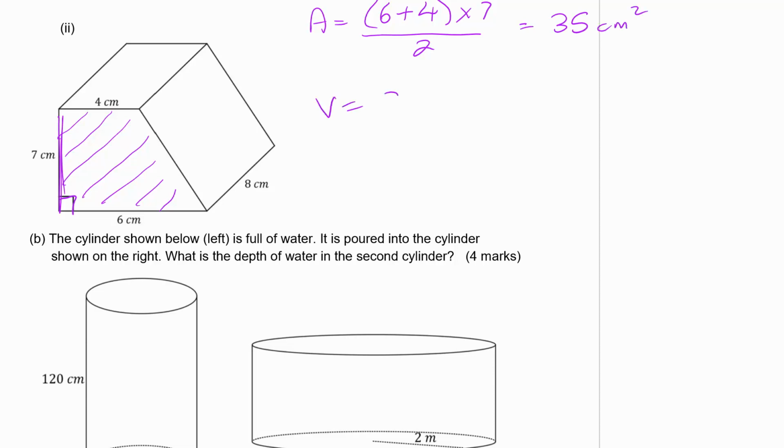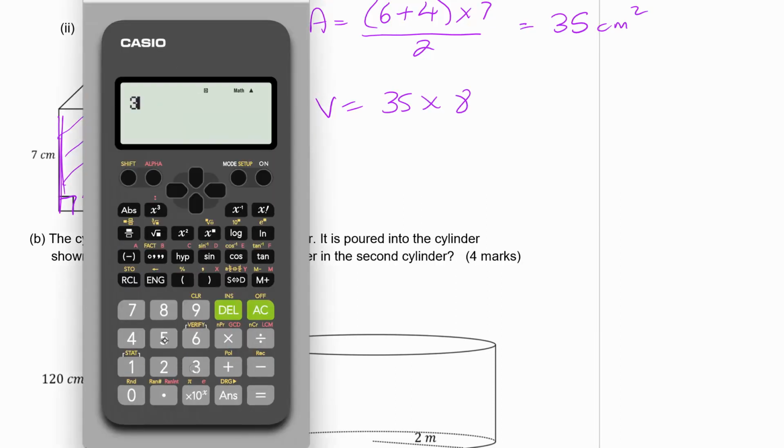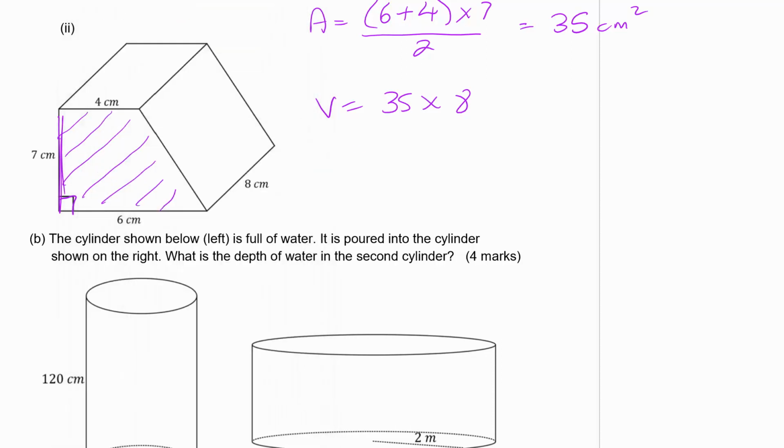And so the volume is going to be 35 times 8. So 35 times 8 gives me 280 cubic centimeters.